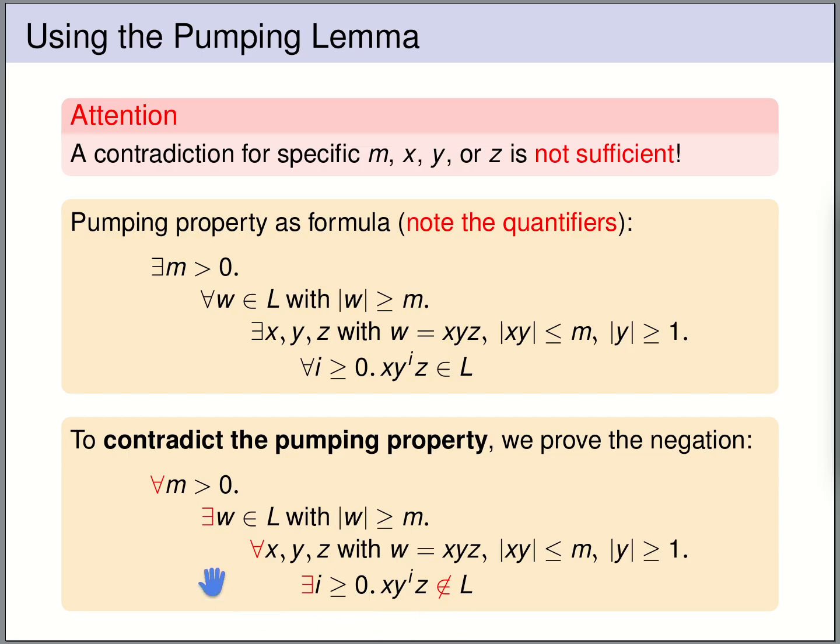So there's two parts where we are lucky. We can pick particular words. We can pick a particular word w that is longer than m. And we can pick a particular i that brings us out of the language. But there's two parts we cannot choose. That's the for all m and the for all x, y, z. These we cannot just show that it doesn't work for particular values. We have to show that it does not work for all possible values. Okay, let's do some more exercises.